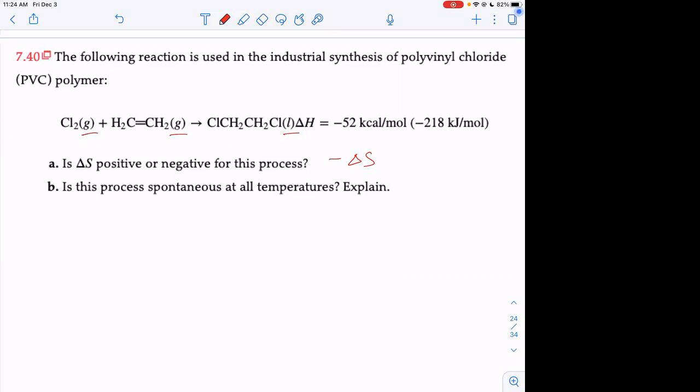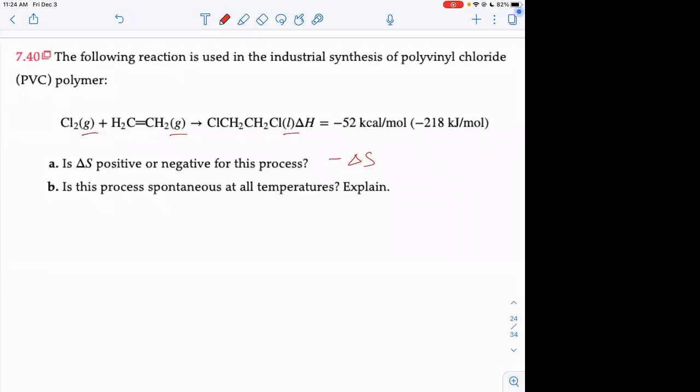If it's becoming more disordered, then delta S is positive. If it's becoming less disordered, delta S is negative. That's how I should say it. If disorder is increasing, delta S is positive. If disorder is decreasing, delta S is negative. Here, disorder is decreasing. So delta S is negative.